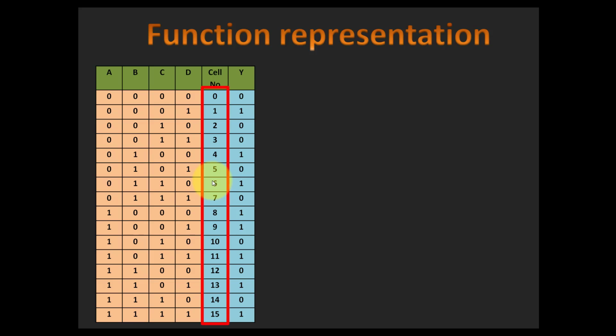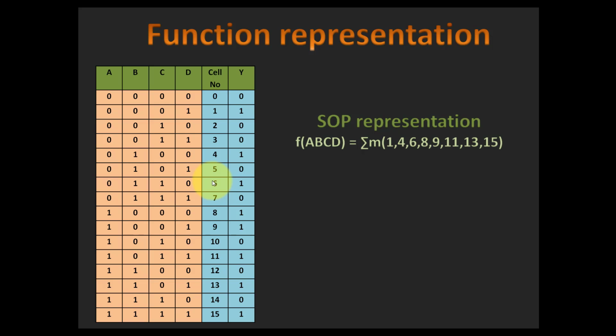And then how do we write? These are the cell numbers we are getting. Now this is the SOP representation of this entire truth table in one single line. So this is the SOP representation. We can also have a POS representation, but let us first see the SOP representation. So it's F of ABCD equals sigma small m. As we know, in SOP we have the min terms for which the output is 1. So this is what we are having.